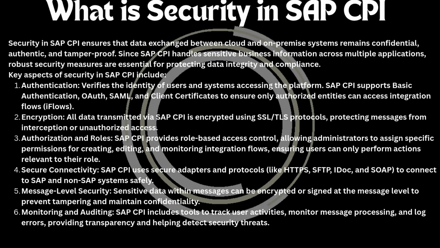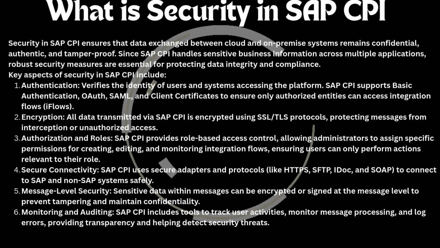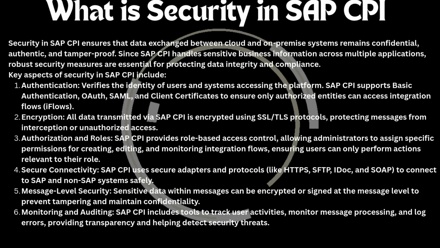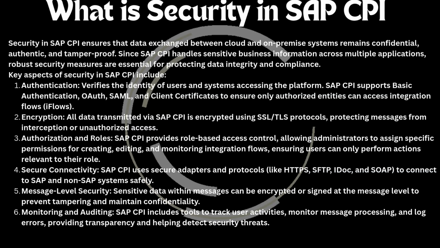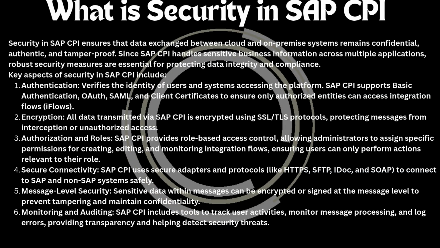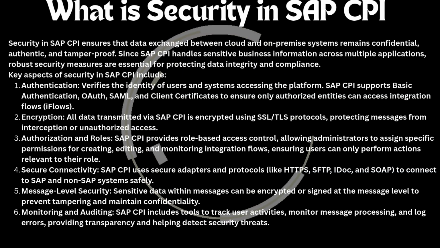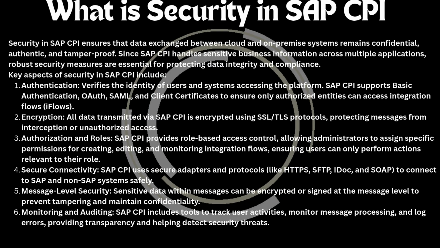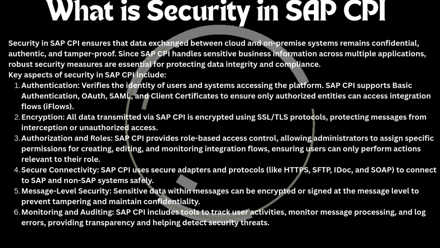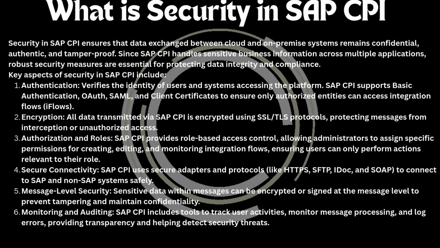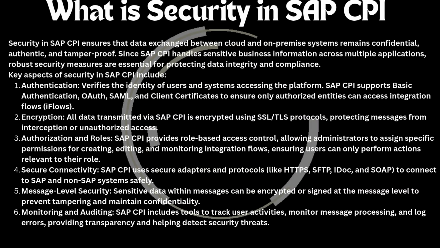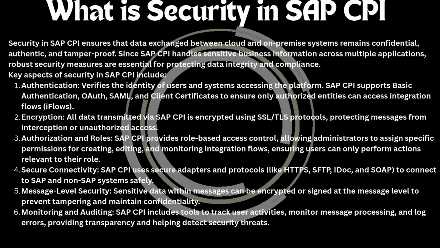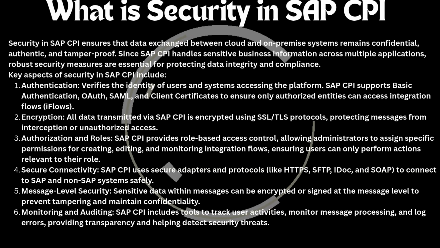Secure connectivity. SAP CPI uses secure adapters and protocols, like HTTPS, SFTP, IDOC, and SOAP, to connect to SAP and non-SAP systems safely. Message level security. Sensitive data within messages can be encrypted or signed at the message level to prevent tampering and maintain confidentiality. Monitoring and auditing. SAP CPI includes tools to track user activities, monitor message processing, and log errors, providing transparency and helping detect security threats.